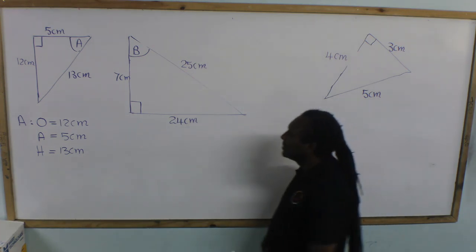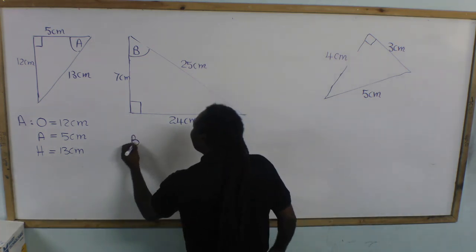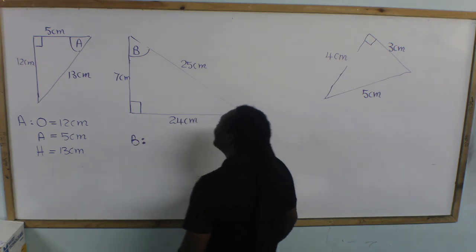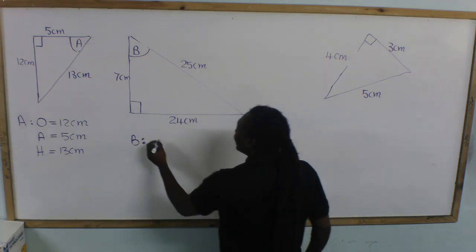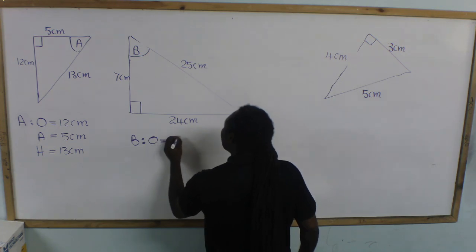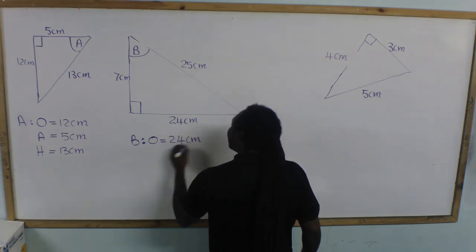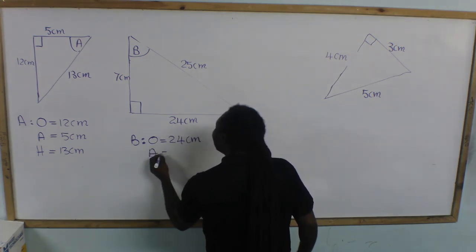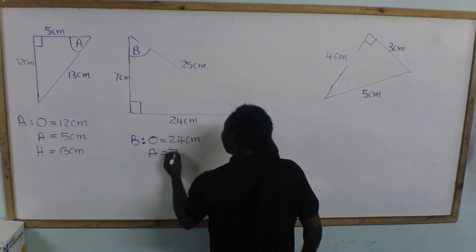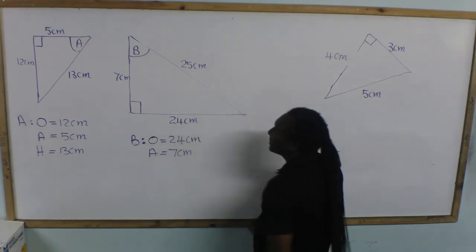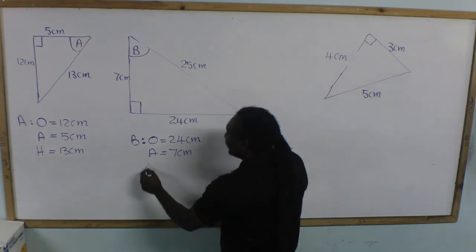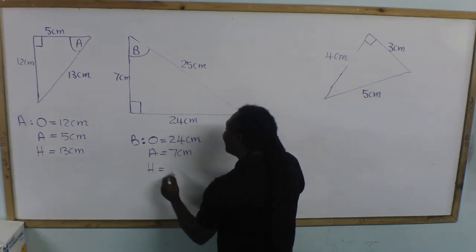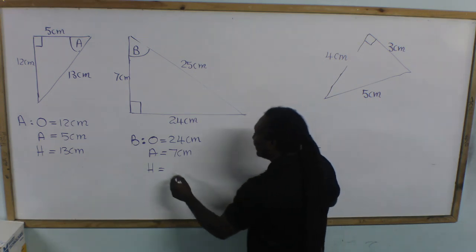Anybody still working on this one? Relative to B, the opposite is? Adjacent to B is? And the hypotenuse, irrespective of the angle?